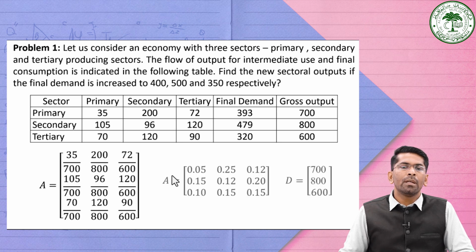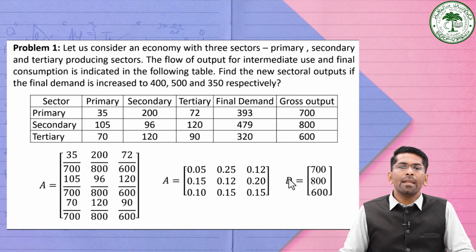So here the coefficient matrix A is equal to 35 divided by 700, which is equal to 0.05. Then 200 divided by 800, which is equal to 0.25, 0.12, 0.15, 0.12, 0.20, 0.10, 0.15 and 0.15. So this is the coefficient matrix.